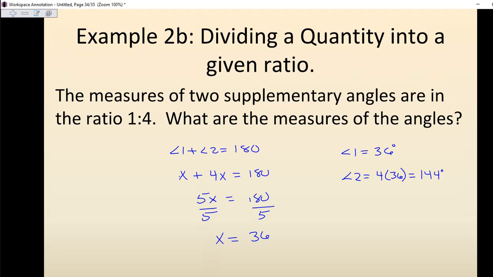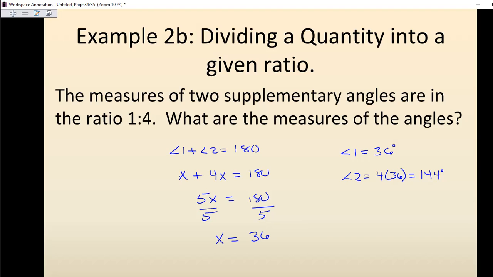All right, first, as we read this, we have to know the definition of supplementary. This could read complementary, this could read a number of things. So supplementary means 2 angles that add up to 180. So we have angle 1 plus angle 2 equals 180. Now these angles are in a ratio of 1 to 4, which means we have 1x and 4x added together to equal 180. Combine our x's, we get 5x equals 180, divide by 5 and get x equals 36.